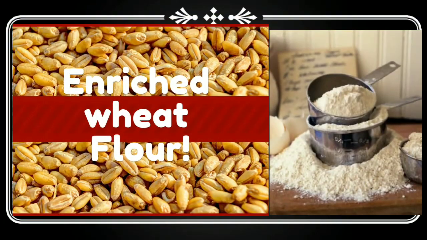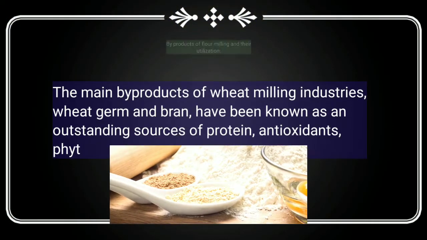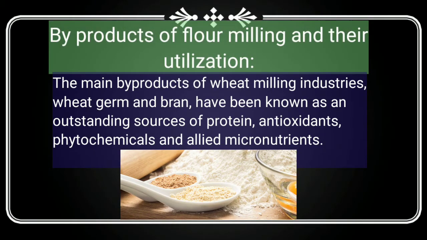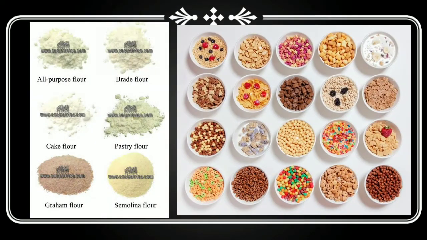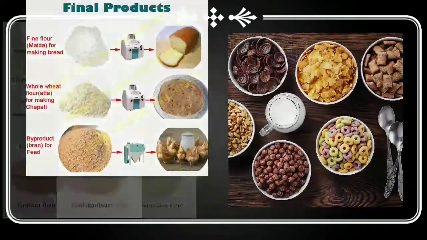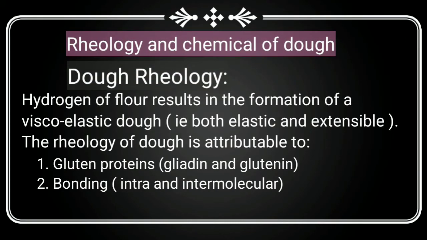Products of flour milling and their utilization. The main byproducts of wheat milling industries, wheat germ and bran, have been known as outstanding sources of protein, dietary fiber, trace minerals, antioxidants, phytochemicals, and allied micronutrients. There are many kinds of flour: all-purpose flour, cake flour, pastry flour, semolina flour, fine flour, whole grain flour, and byproduct flour.